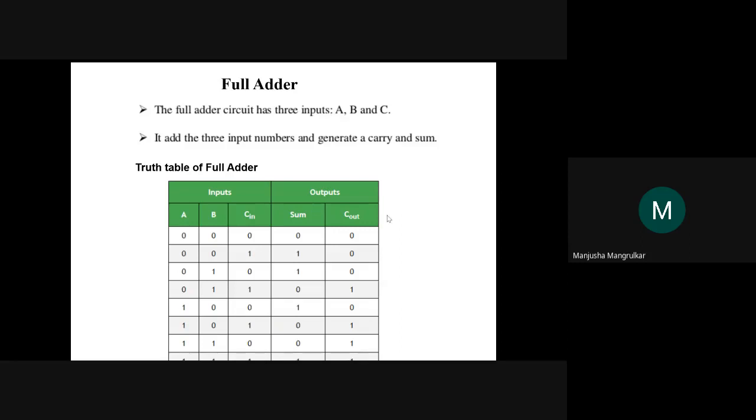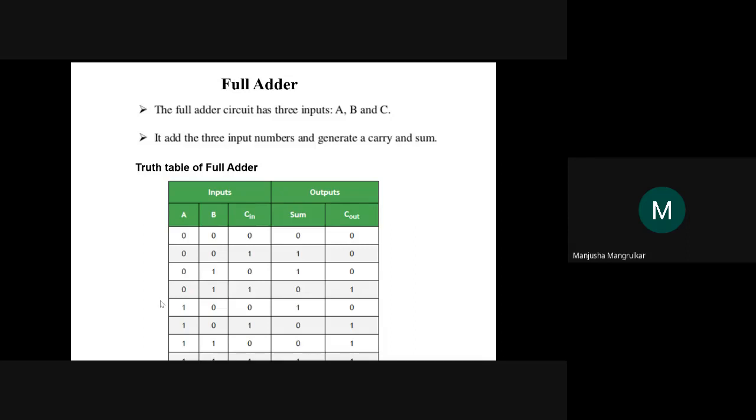These are the possible numbers: 0, 0, 0 with C in. Now 0 plus 0 plus 0: the sum is 0, carry is 0. 0 plus 0 plus 1: 0 plus 0 is 0, and 0 plus 1 gives sum 1, carry 0. 0 plus 1 is 1, and 1 plus 0 is 1. Sum is 1, carry is 0. Now here 0 plus 1 means 1, and 1 plus 1 means sum is 0 and carry is 1.